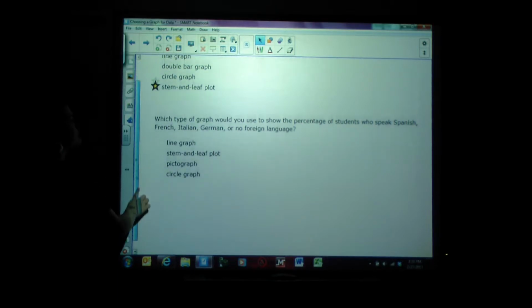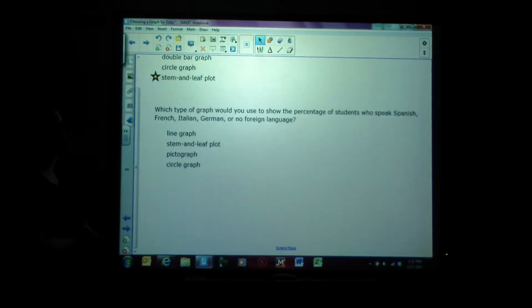Okay, next one. Which type of graph would you use to show the percentage of students who can speak Spanish, French, Italian, German, or no foreign language?